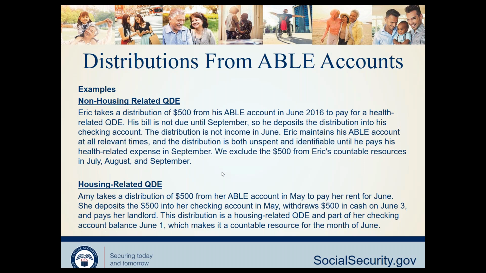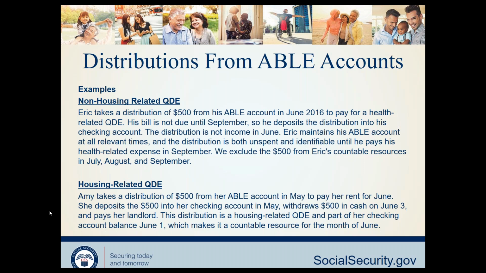Yeah. So basically, if someone's using their ABLE account to pay a housing-related QDE, and there was a list we provided earlier, so think anything from utilities to garbage to your mortgage or rent payment or even property insurance taxes. I know I've heard of people using their ABLE accounts for that. If you're taking that money out of the ABLE account for that specific housing-related expense and you maintain it through the end of the month. So if, for example, in this case, Amy's taking it out in May, but she's not expending it until June for a housing-related QDE, it's going to be a countable resource, because she had that money on the 1st of the month.